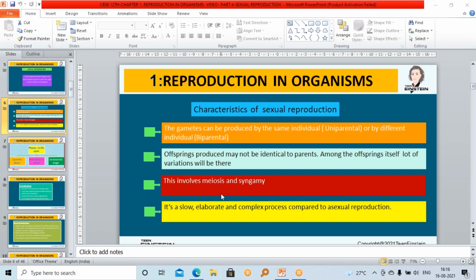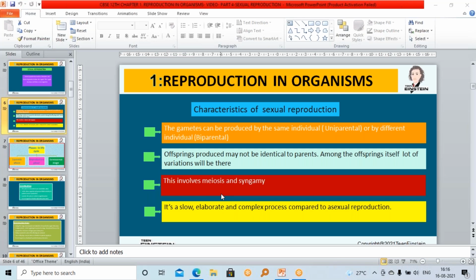This sexual reproduction involves meiosis. Meiosis is the reduction division. Meiosis is happening, and syngamy. Syngamy is nothing but the fusion. Fusion and reduction both are taking place in sexual reproduction.